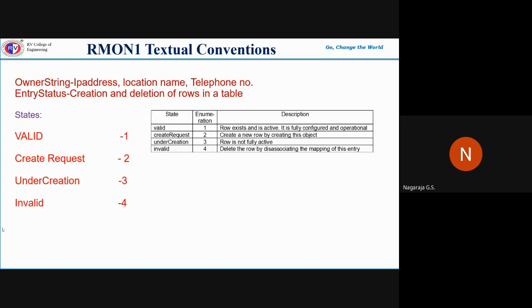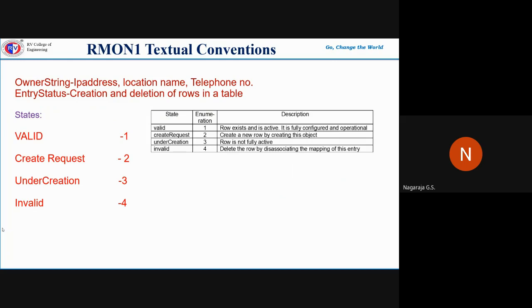Yeah, then more importantly, RMON 1 supports textual conventions. The moment we talk about textual conventions, most of your information, whatever you do in the case of your SNMP protocol, is well connected with textual conventions, in the sense that if you want to define any new data types in RMON 1, you can utilize a textual convention for that purpose.